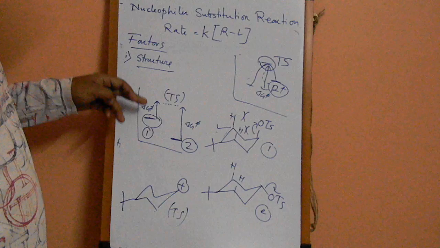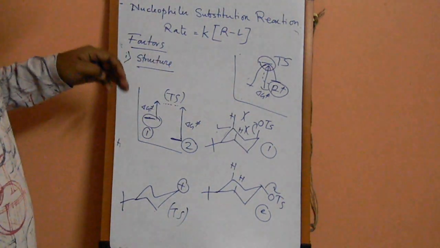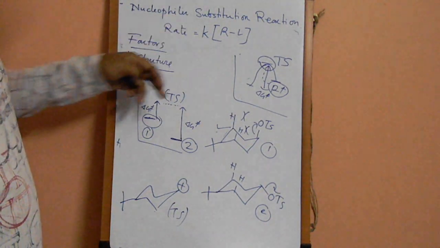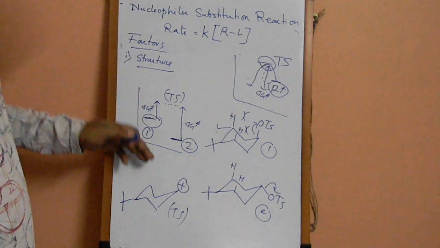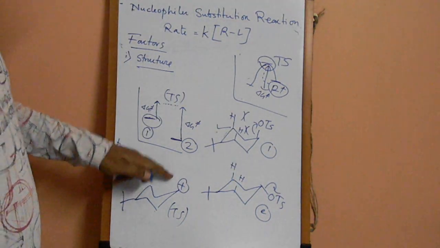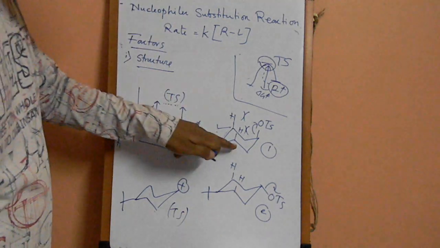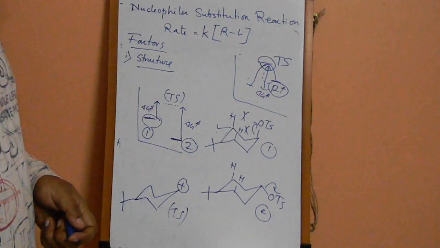This is called the relief of steric strain, or steric relief, that helps to increase the rate of the SN1 reaction, because on going towards the carbocation, the relief of steric strain makes this one more susceptible for the SN1 reaction.